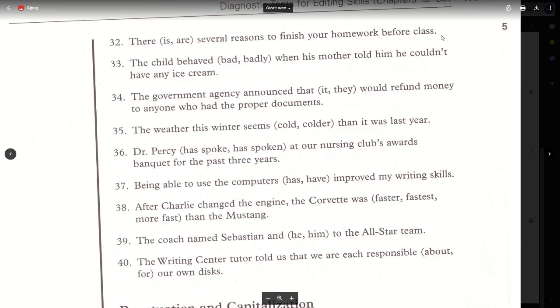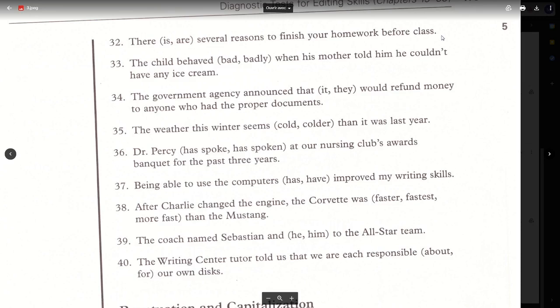It's not "they." Why? Because the government agency, even if it's the government, we can put "it," okay? It's the government, the subject is "it." The government agency, very good, is the agency. Okay, good, very good. Yes, "would refund money to anyone."